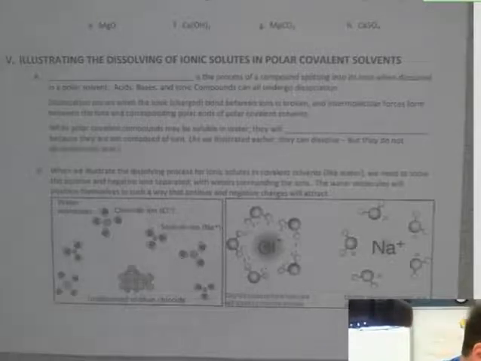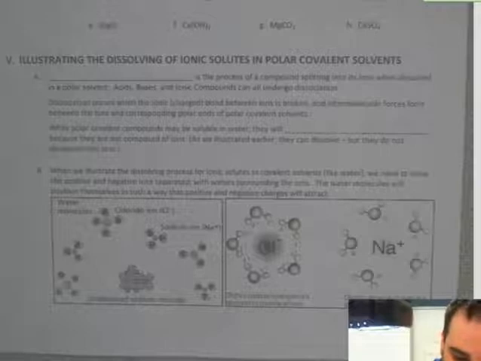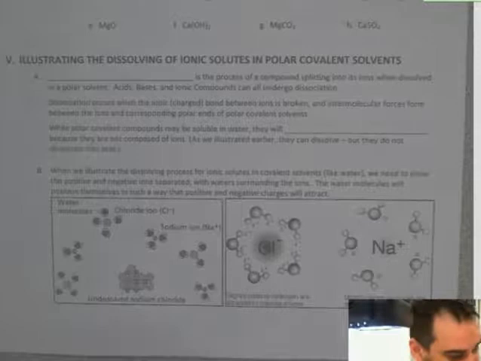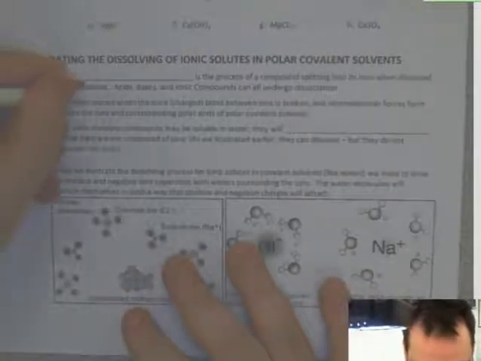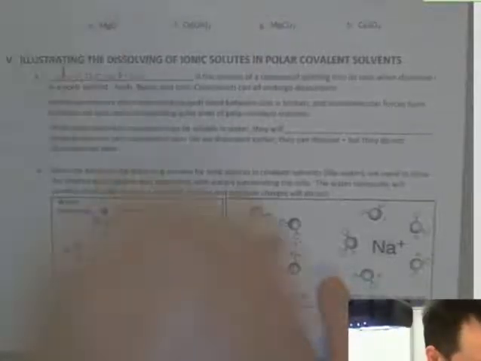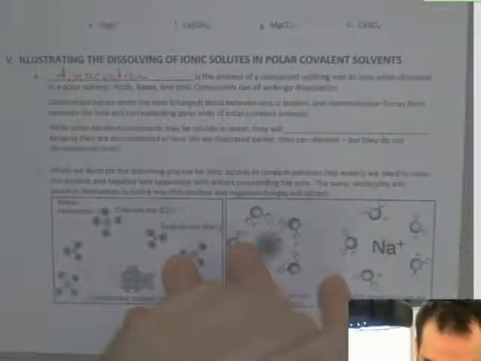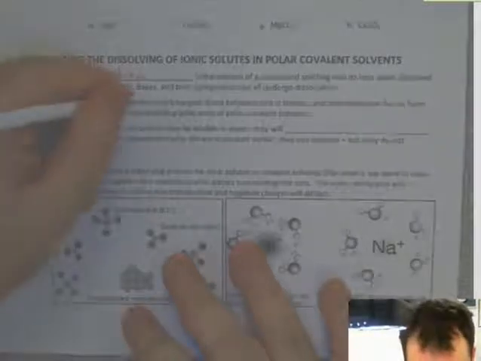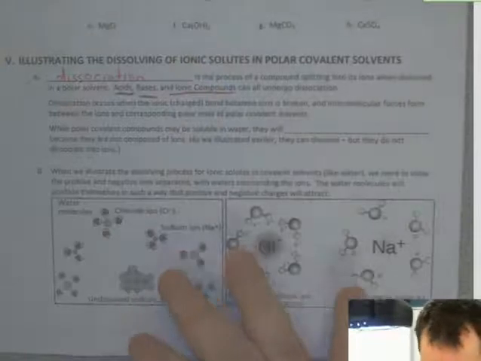Anyways, we're going to go over dissolving ionic solutes and polar covalent solvents here. So, first blank here is dissociation. Dissociation is the process of a compound splitting into its ions when it's dissolved into a polar solvent. Acids, bases, and ionic compounds all undergo dissociation.